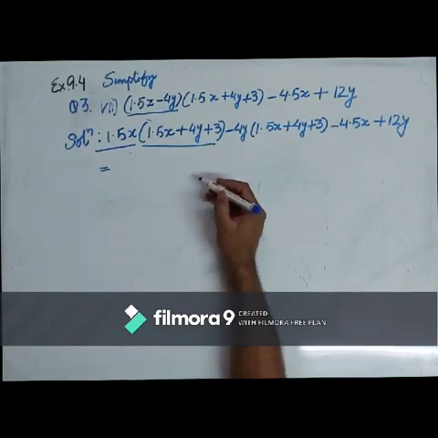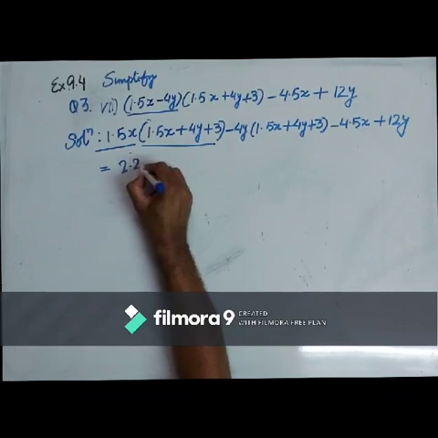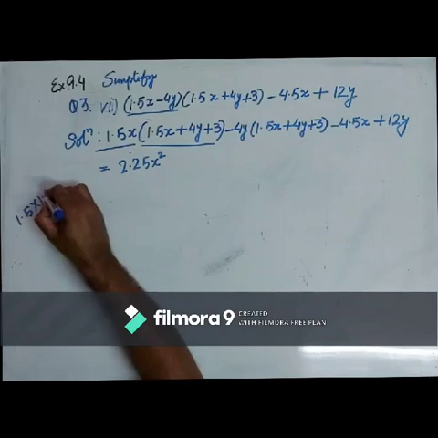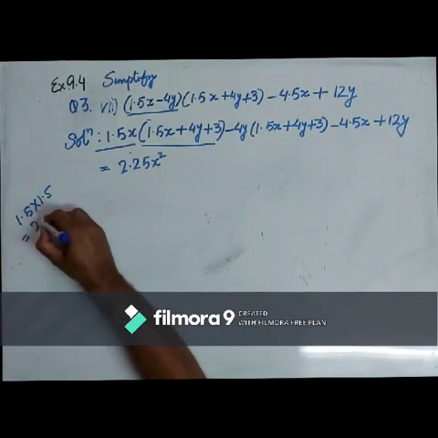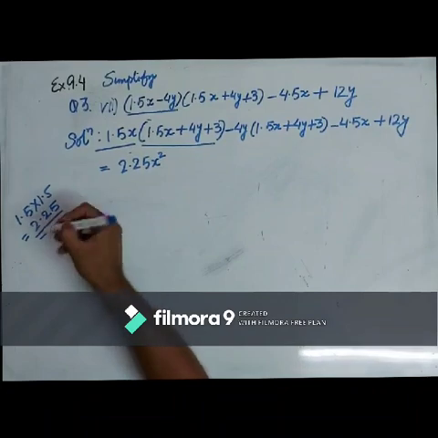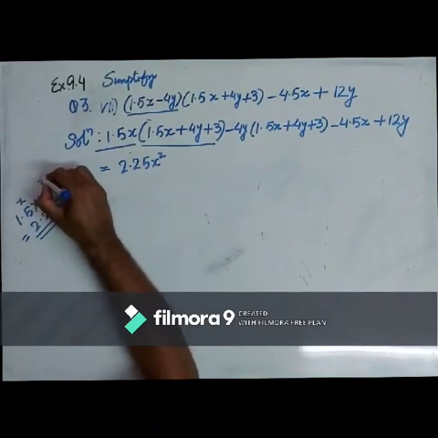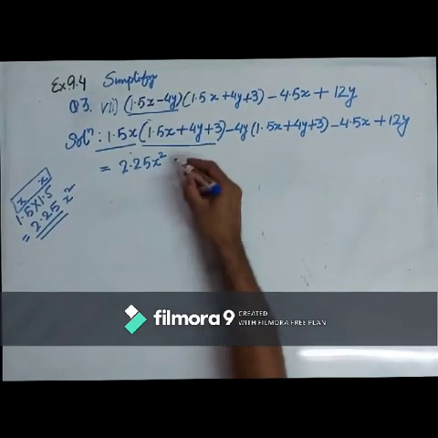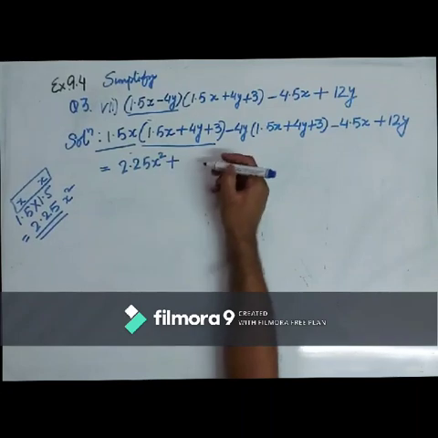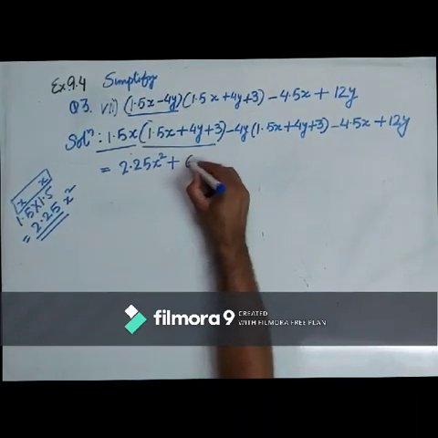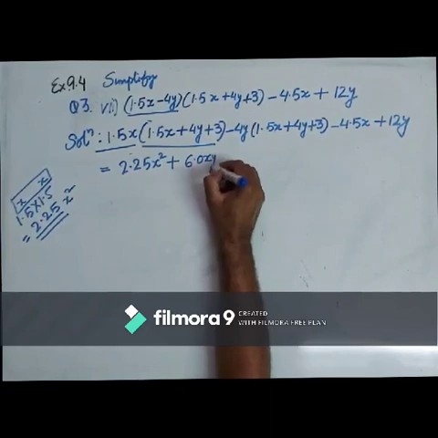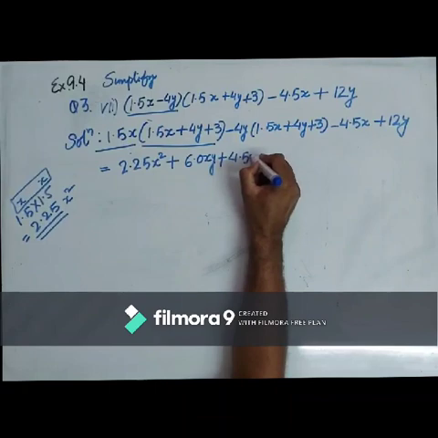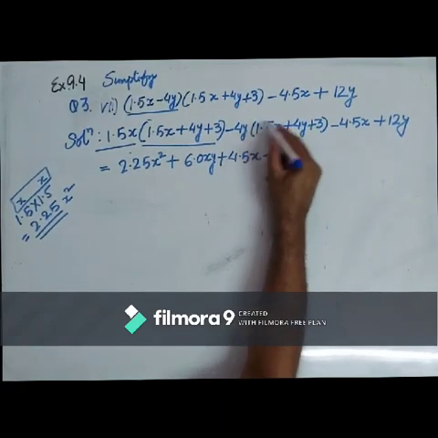1.5x and 1.5x is 2.25x square, right? 1.5 into 1.5 is 2.25. Confirm it by multiplication. X we have here, so x into x is x square. Plus 4 into 1.5, that is 6.0, so 6.0xy, plus 1.5 into 3 is 4.5, and put x here. This is a negative sign again.